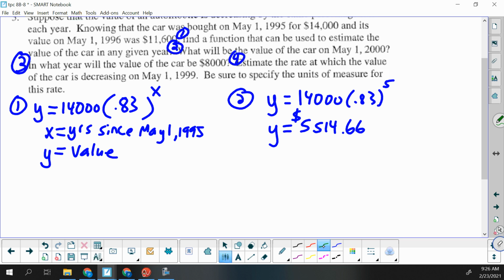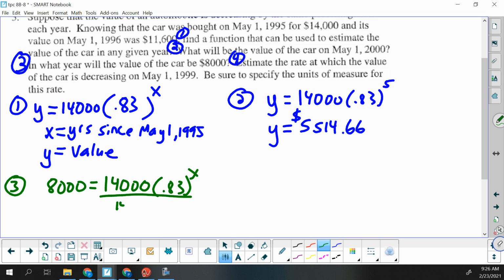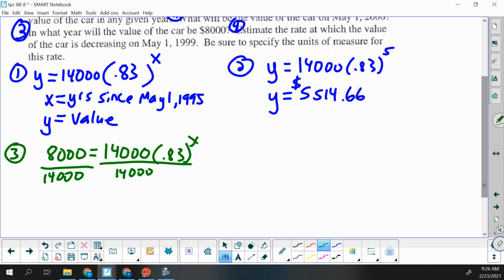Well, the third thing we wanted to find is, in what year will the value be 8,000? Well, 8,000 is a value amount, so that should go in place of y. So we'll have 8,000 equals 14,000 times our 0.83 to the x. To start trying to get x by itself, we'll divide by the 14,000. When you divide that, we should end up getting 4/7. So we'll have 4/7 equals 0.83 to the x.